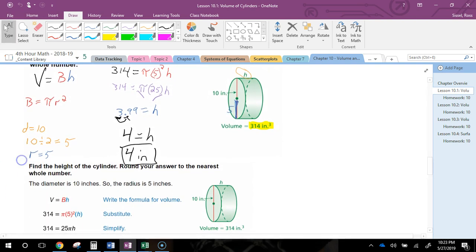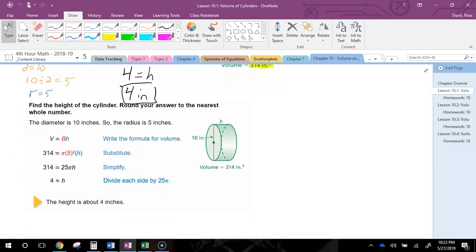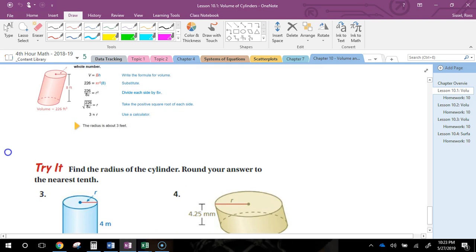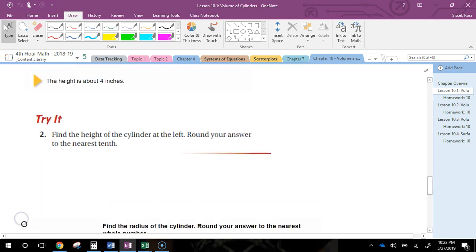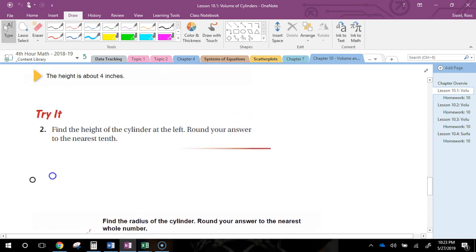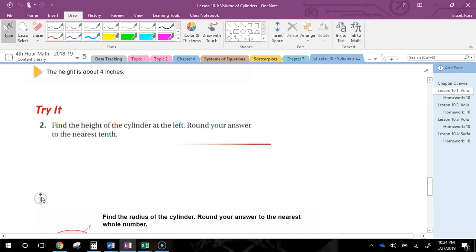Alright, so here's just the work. Same thing we just did. Oh, okay, I was confused on what's going on here. Alright, so it says try it. For some reason, I'm sorry guys, my computer was doing this earlier. For some reason it's not showing the cylinder to the left. So we'll just skip the try it for now.